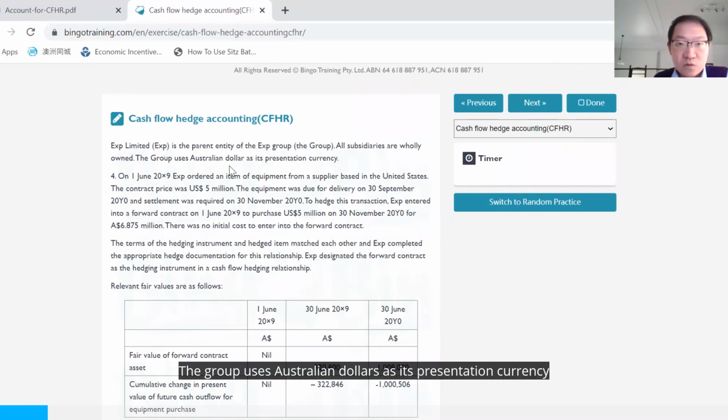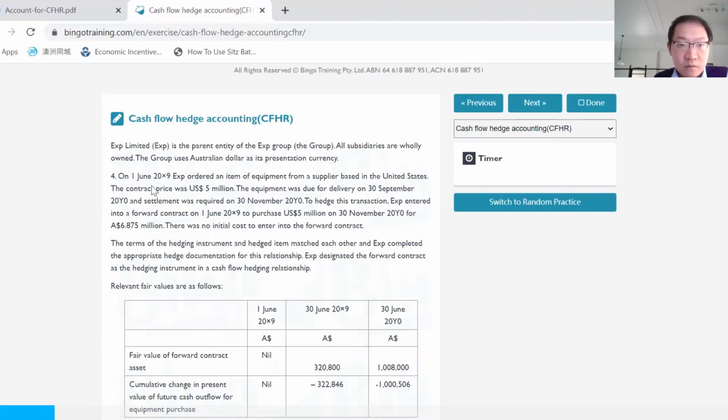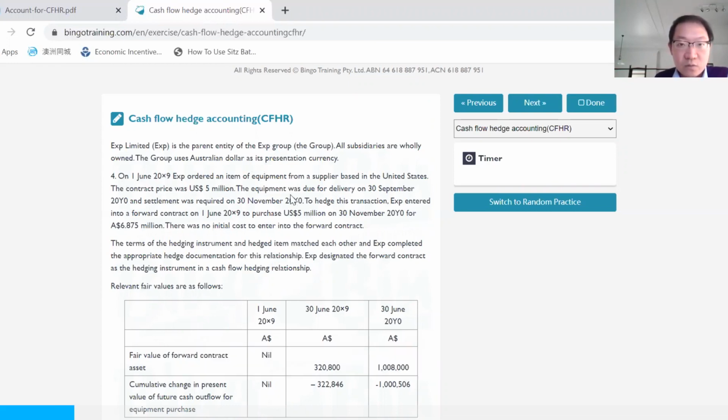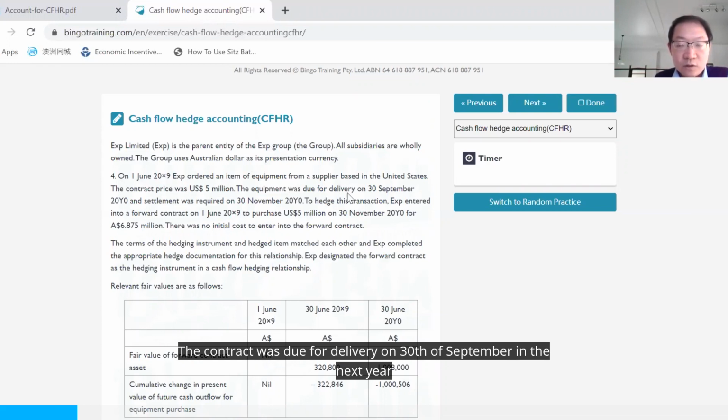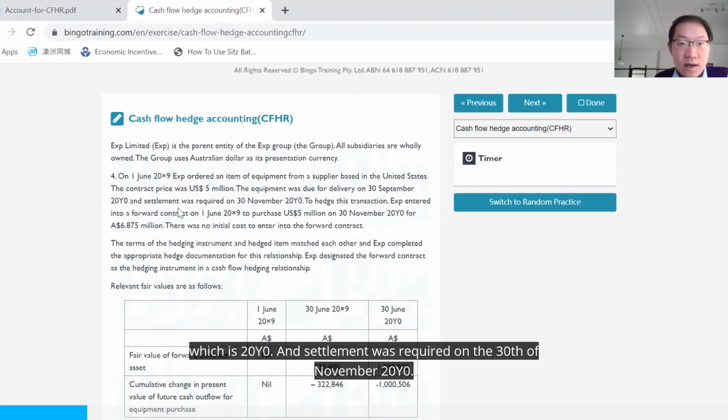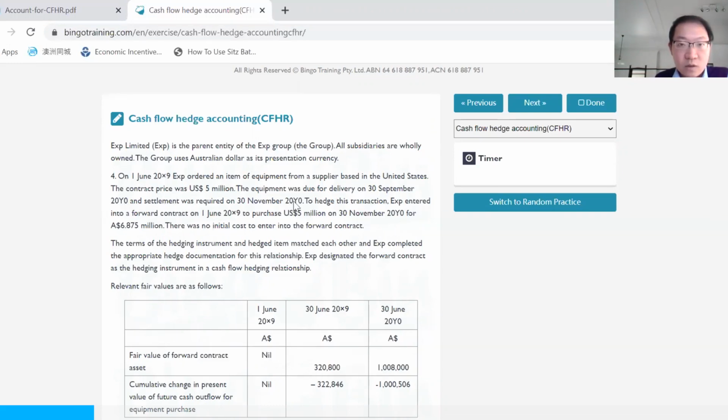The group uses Australian dollars as its presentation currency. On 1 June X9, EXP ordered an item of equipment from a supplier based in the United States. The contract price was $5 million. The contract was due for delivery on the 30th of September in the next year, 20Y0, and settlement was required on the 30th of November, 20Y0.